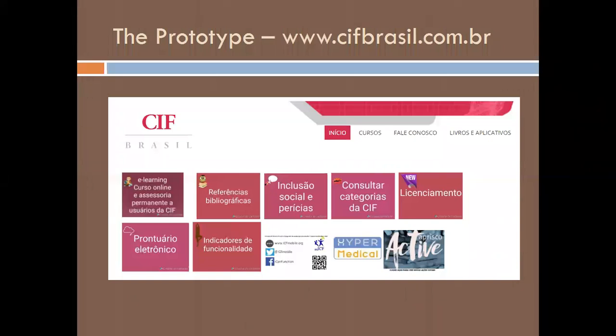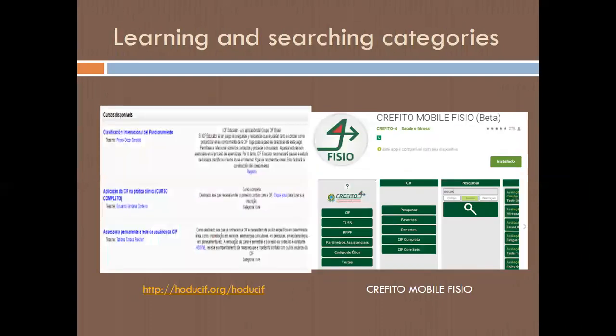Here I have 5 points to develop to turn the prototype into a professional site. A learning device, a device to search categories, to encode, to create indicators, which is really important, and to find ICF-related websites, journals, anywhere. So there are prototypes I will show you. This one is the course, the online course. You can access it here, okay?